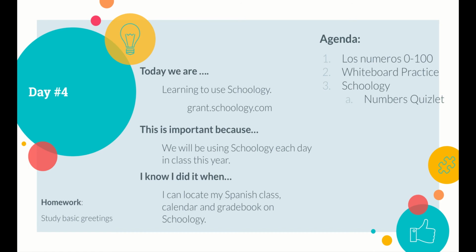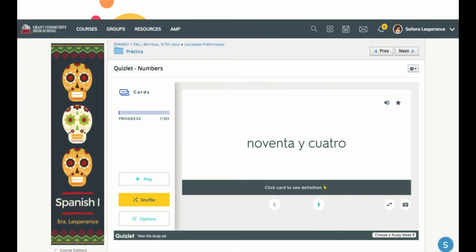On day 4, we're going to take notes on numbers 0 through 100, and try to scare them that day. And then we also have some whiteboard practice. What I do is pull up our Quizlet that's embedded into Schoology and have students write out the words.